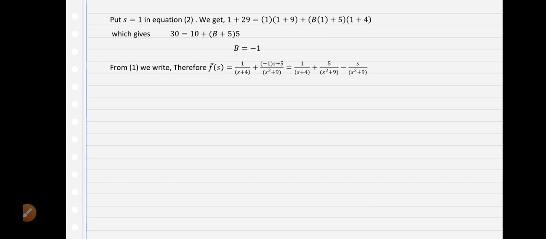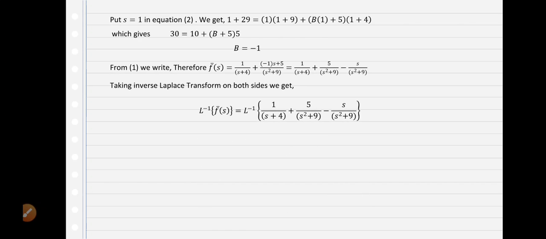So we can take inverse Laplace transform on both the sides of this expression to get the inverse Laplace transform of the given f bar of s. So taking inverse LT on both the sides, we can write L inverse of f bar of s is equal to L inverse of 1 upon s plus 4 plus 5 upon s square plus 9 minus s upon s square plus 9. Now here, by linearity property of inverse LT, taking the constant multipliers other than 1 out of the L inverse, we get L inverse of 1 upon s plus 4, which is similar to L inverse of 1 upon s plus a, that is e raised to minus at.